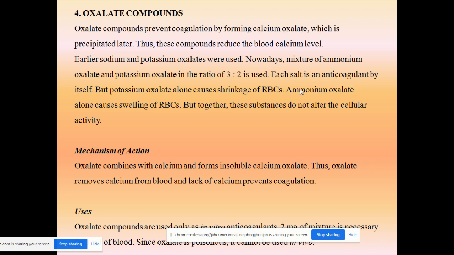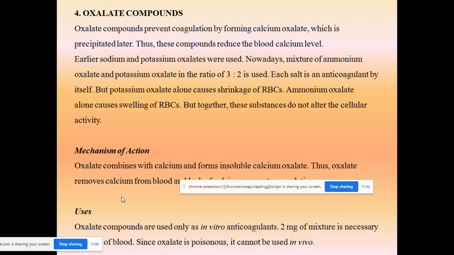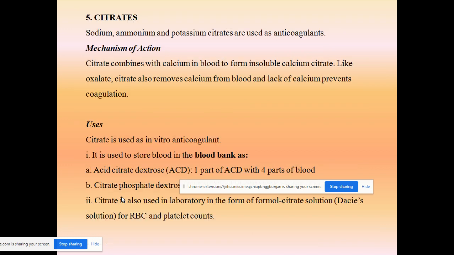This salt mixture is an anticoagulant by itself, but potassium oxalate alone causes shrinkage of RBC, and ammonium oxalate causes swelling of RBC. Together, they do not alter the cellular activity. What is the mechanism of action? They combine with the calcium and form insoluble calcium oxalate, removing the calcium from the blood, which is necessary for coagulation. What is the use? Oxalate compounds are used only in vitro, not in vivo, because it is poison.